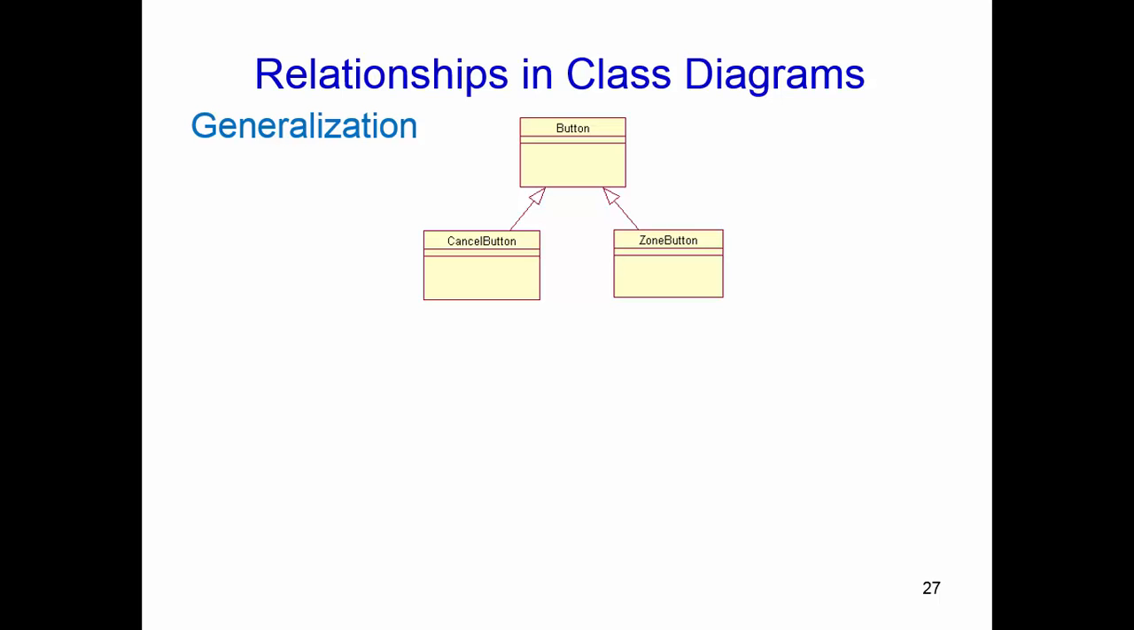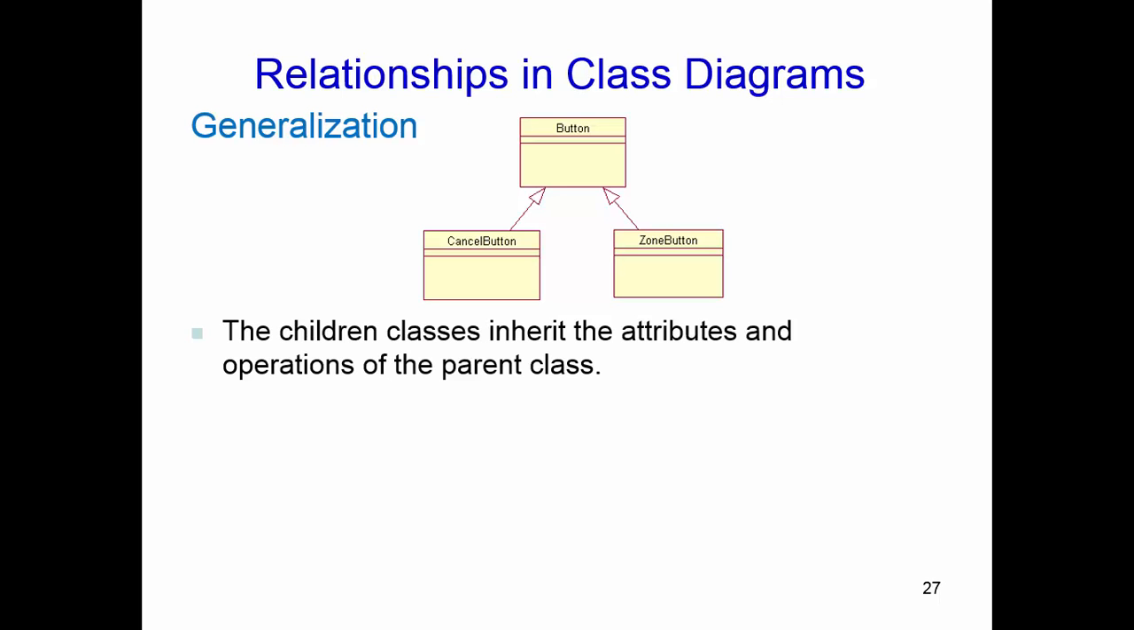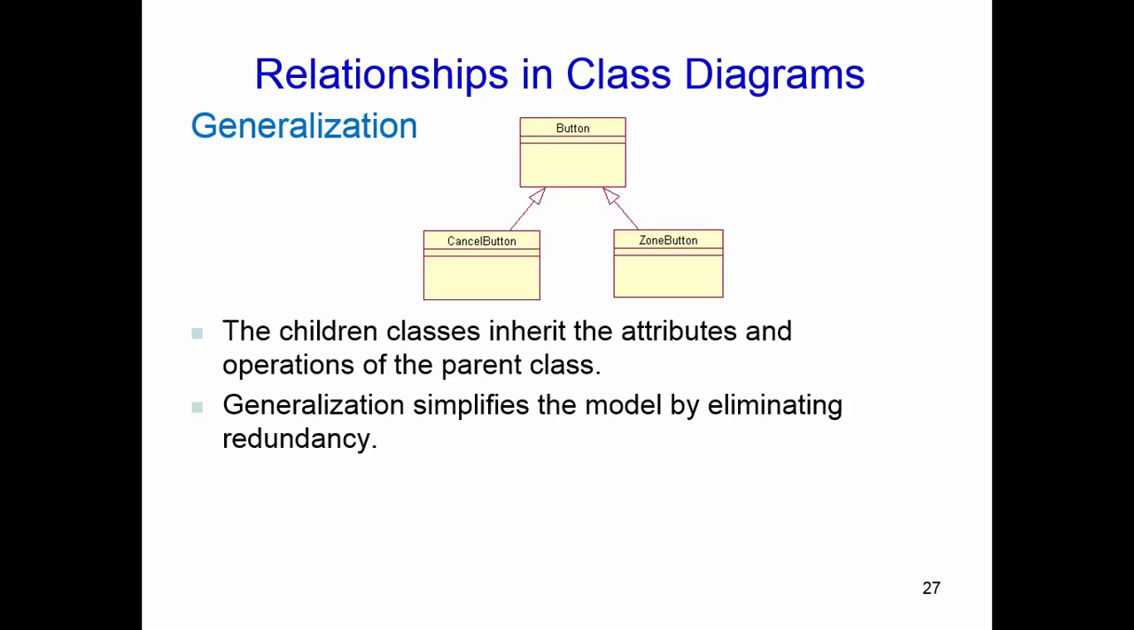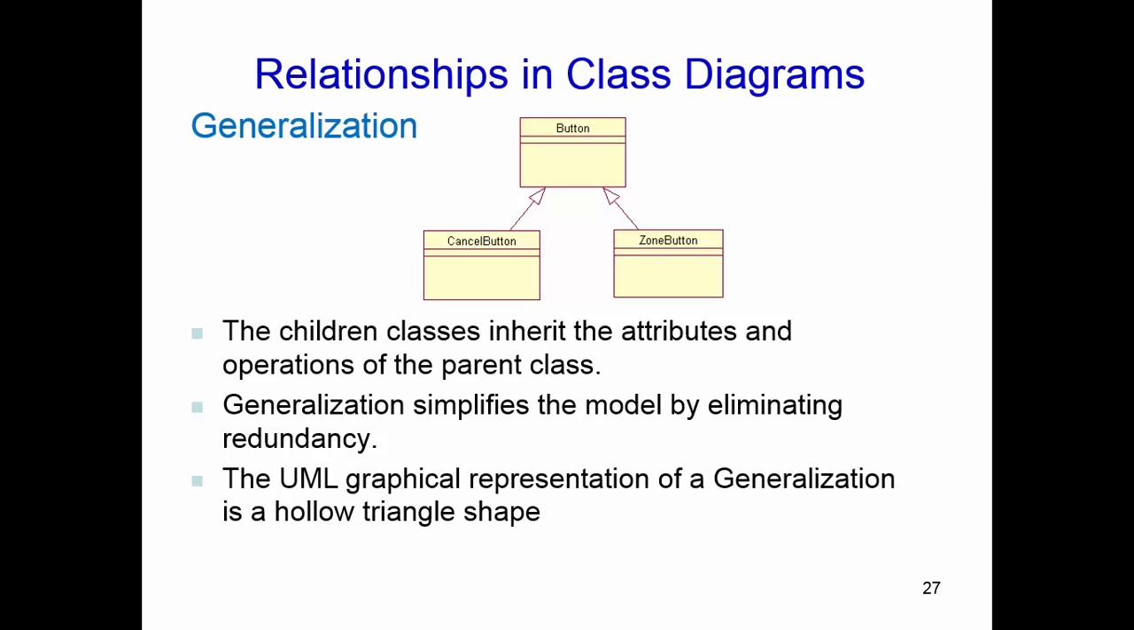I think I have an example. The children classes inherit the attributes and operations of the parent class. Generalization simplifies the model by eliminating redundancy, so you don't have to represent every single thing every time. The UML graphical representation of a generalization is a hollow triangle shape.